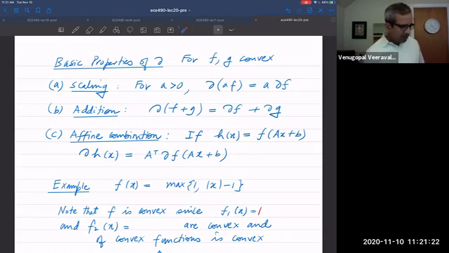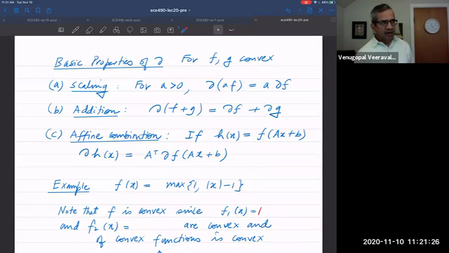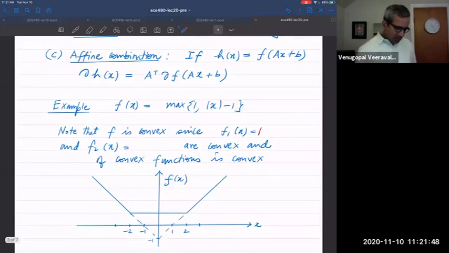Okay. So if you're trying to find subdifferentials for certain functions, if they are a little complicated, you can break things up a little bit and find subdifferentials of components and then put things back together using these properties. Okay. All right, let's do another example. Unless you have any questions.